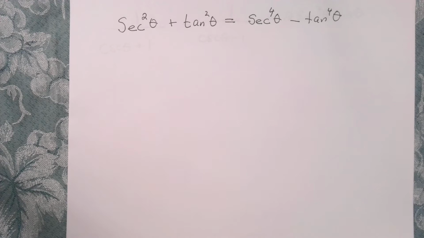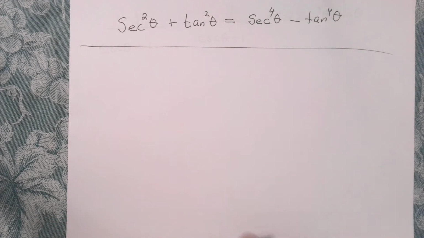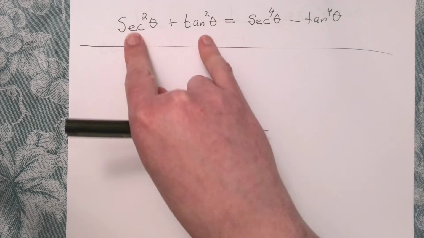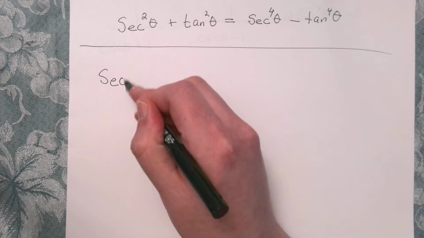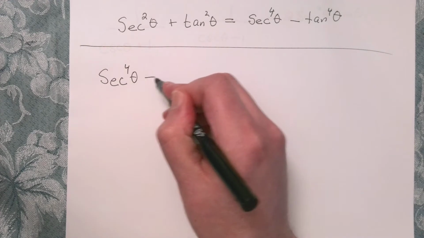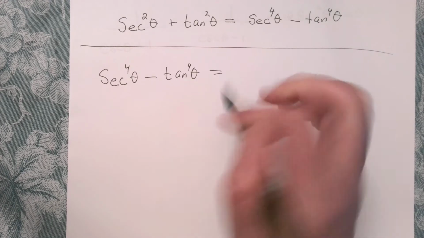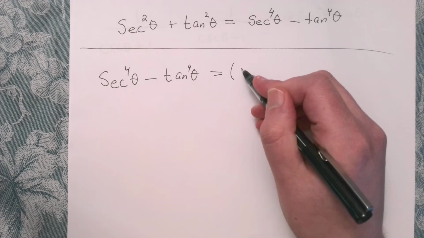Okay, this sort of seems similar to one we saw before, so I'm not terribly worried about this. Just like before, let's work with a more complicated side and try and turn it into this side. So I'm going to work with the right side. And I hope you're noticing the difference of squares. So I think right off the bat, it might be a good idea to factor the difference of squares.